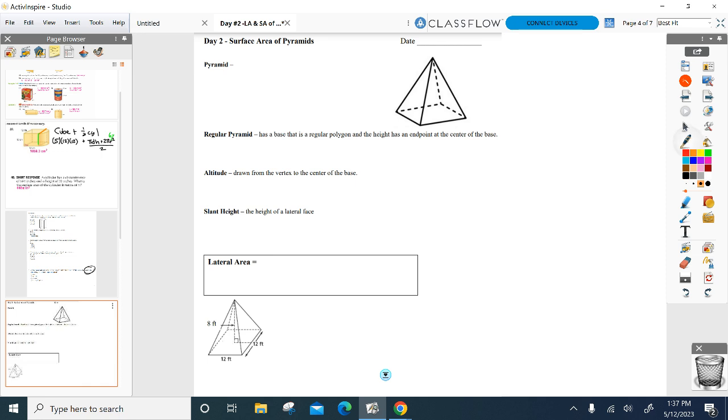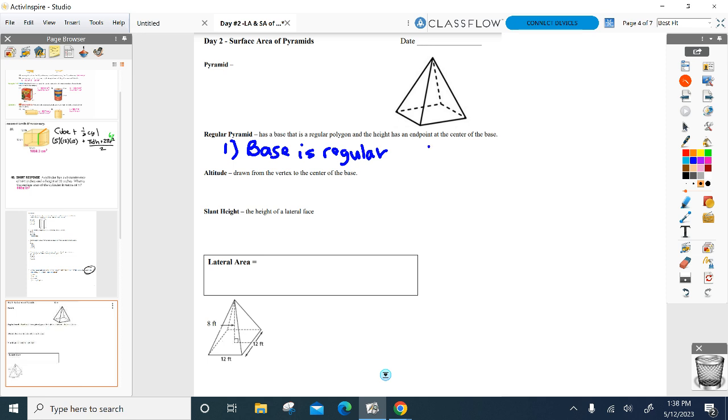which means 2 things I can guarantee. That 1 base will always be regular. And this is a term we are familiar with. What's that mean if the base is regular? All the sides of the base are the same, they're all congruent.